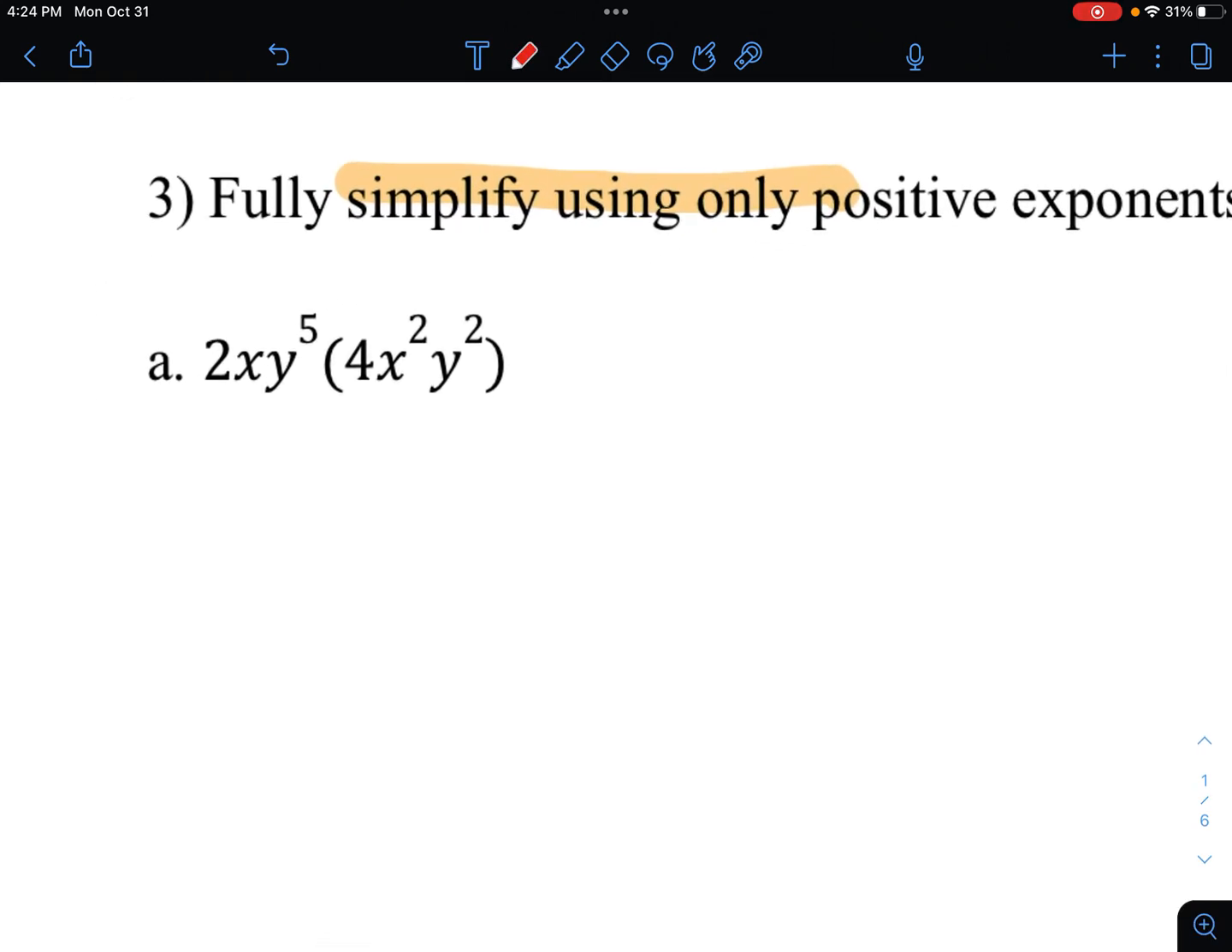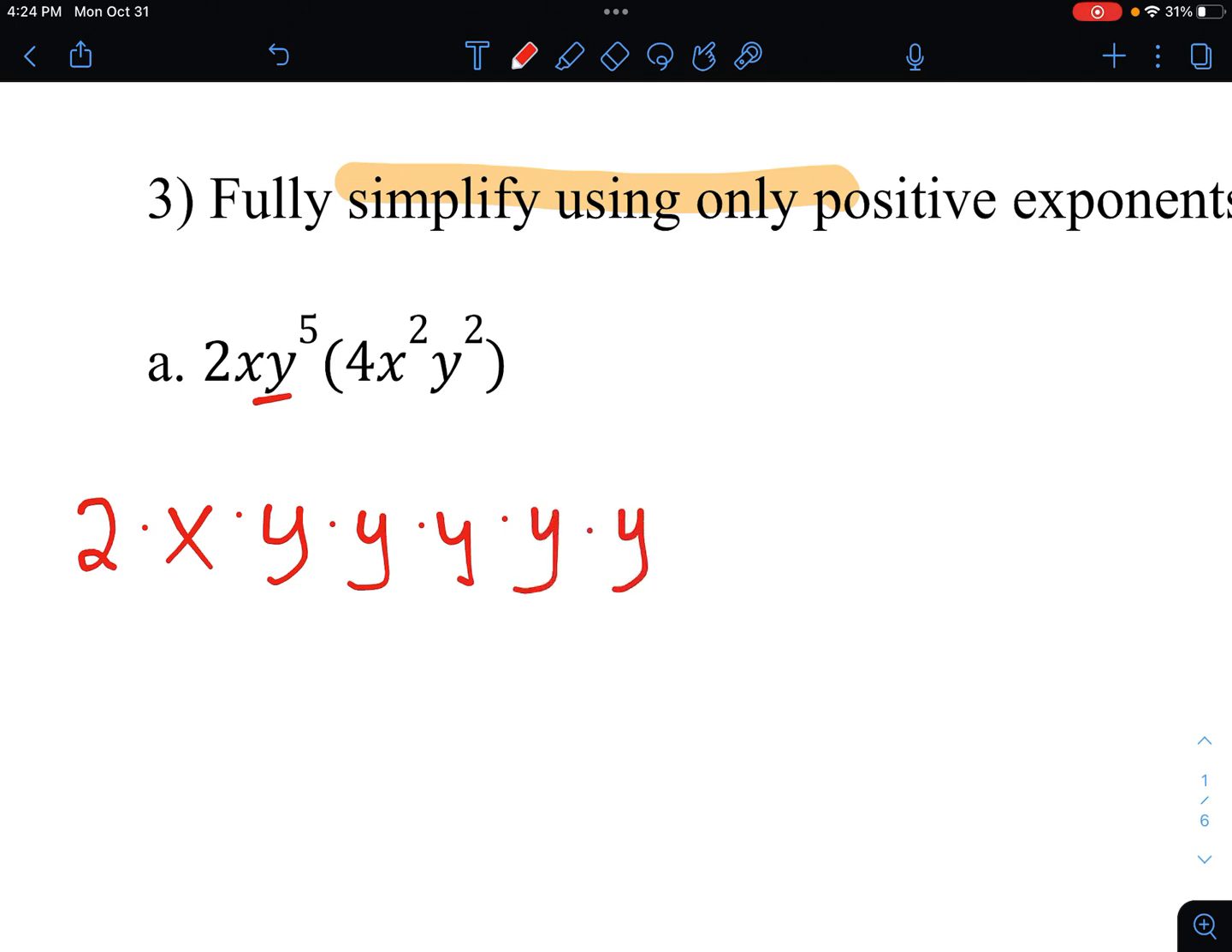So what we can do here is if we start on the letter A, we can write this out, right? So we have 2 times x, y to the 5th power is 5 y's, 1, 2, 3, 4, 5, times 4. x squared is just 2 x's, x times x. And then y times y, right? So some of you might be able to skip this intermediate step, right? But if you get stuck, remember, just write it all out. Then what you're going to do is go through and tally what you have, right?